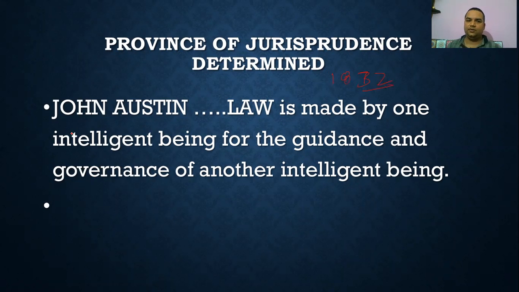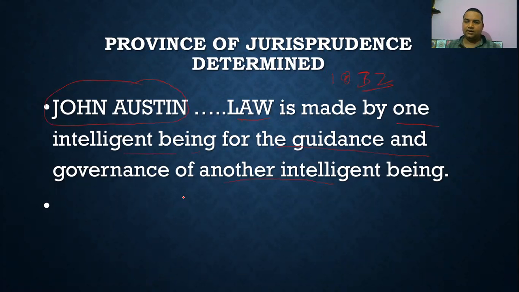In this book, once you turn the pages, you find that John Austin has stated the definition of law. Law is made by one intelligent being for the guidance and governance of another intelligent being.